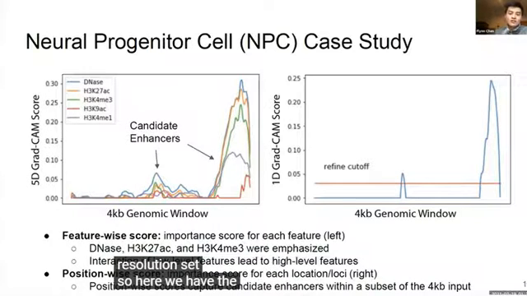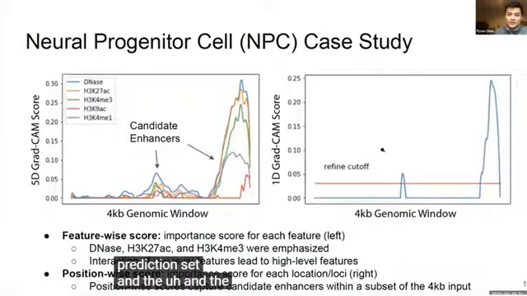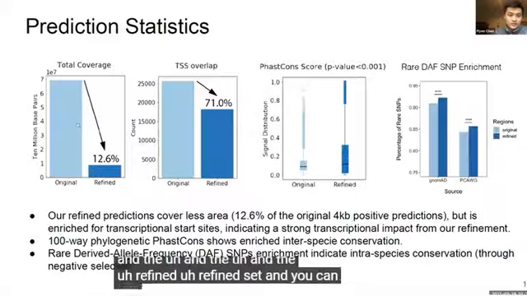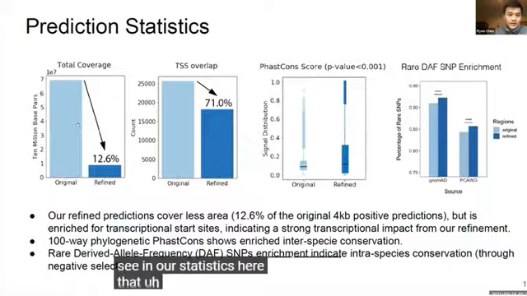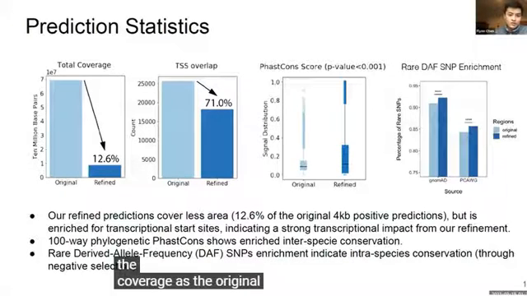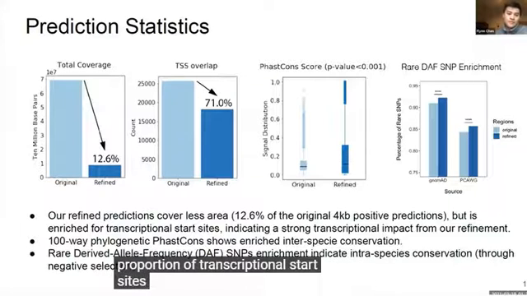So here we have the 4 KB window original prediction set and the refined set. And you can see in our statistics here that our refined set has 13% of the coverage as the original set, but accounts for a higher proportion of transcriptional start sites.